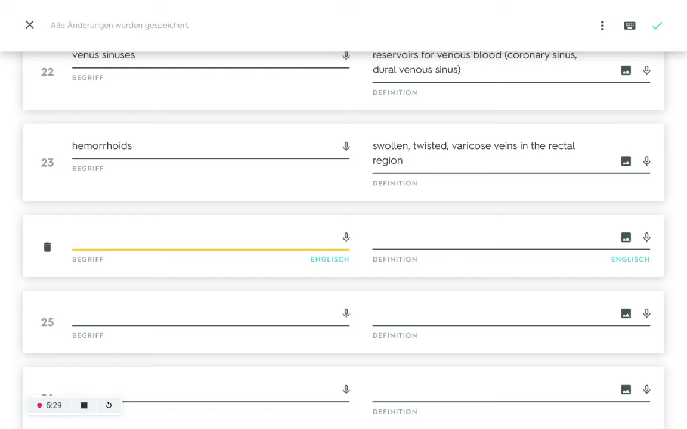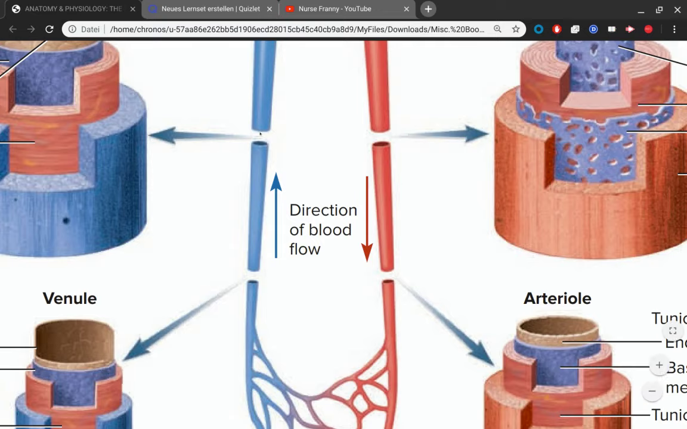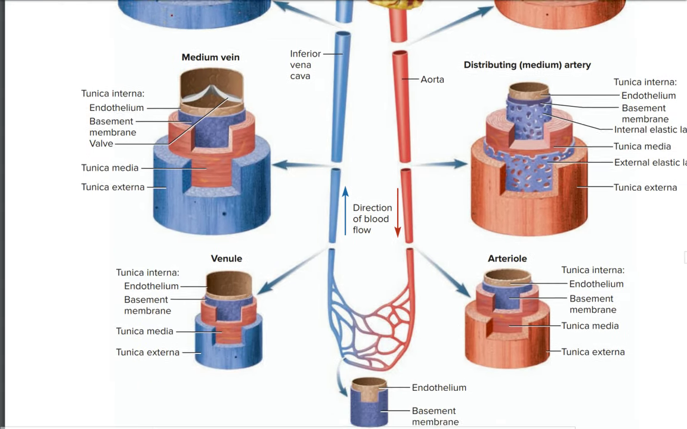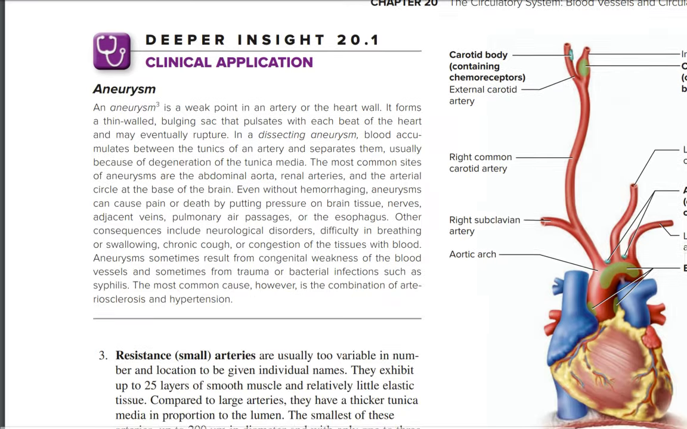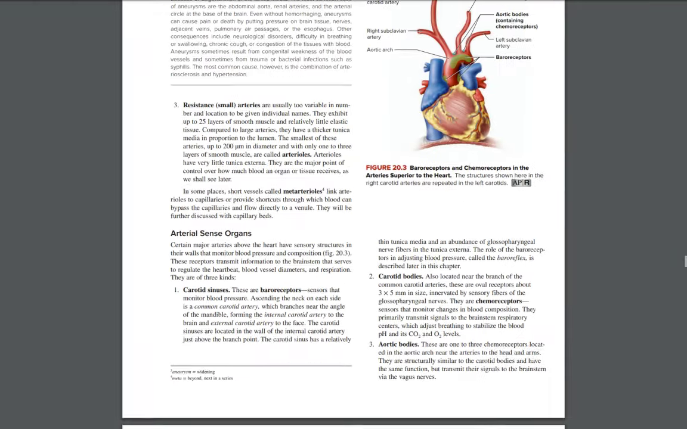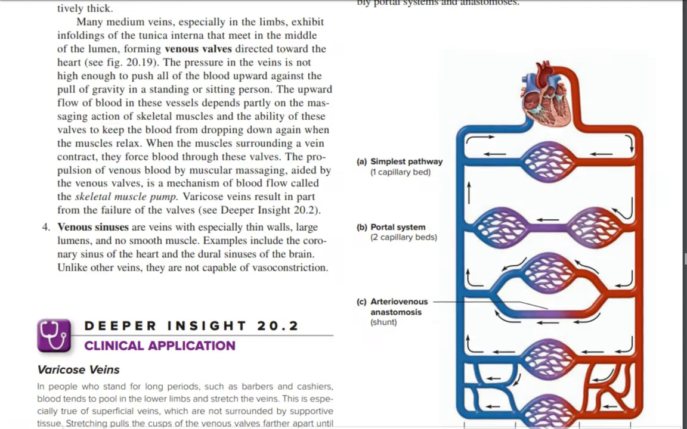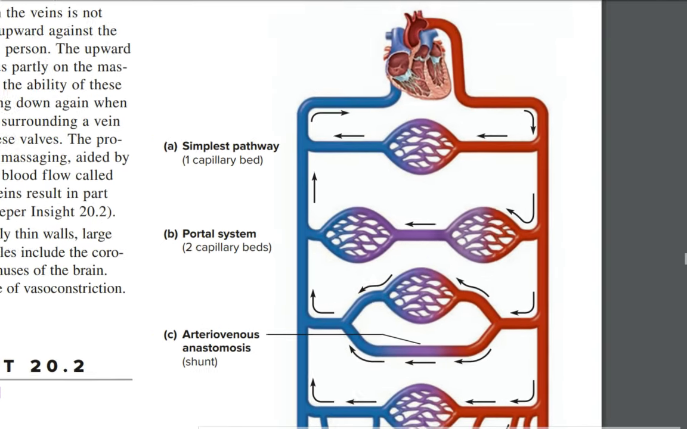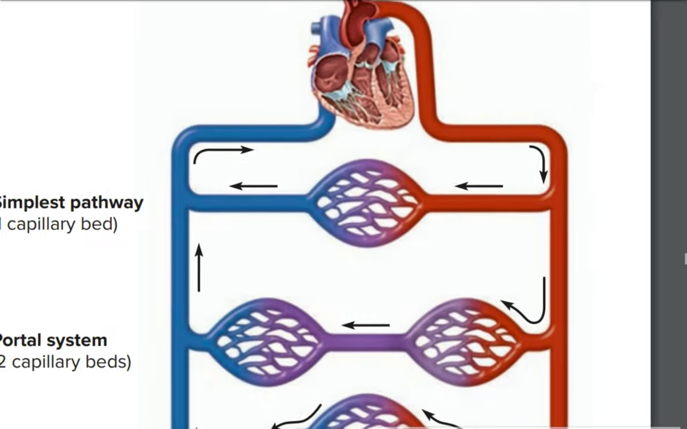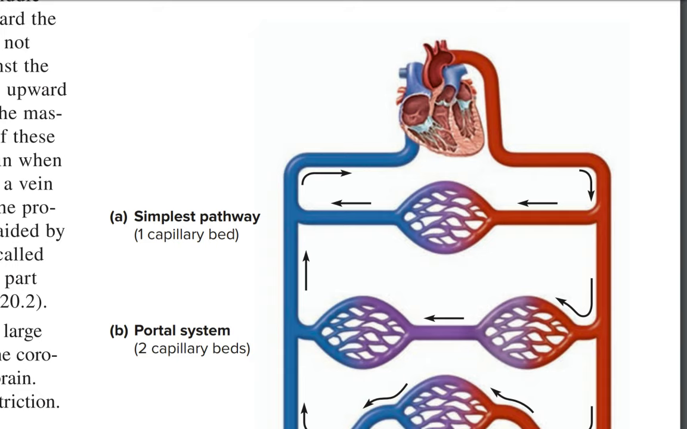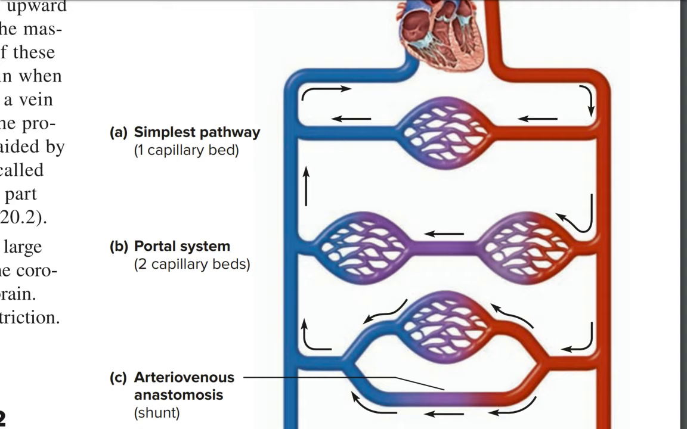Okay, what about the circulatory routes? We went over the circulatory routes, but let's see what they look like. Right here you have the simplest way. You have your input on the right-hand side, then your output on the left-hand side. Very easy. You have your arteriole, which goes into a metarteriole, then a thoroughfare channel, then a venule, then a vein, then your inferior vena cava.